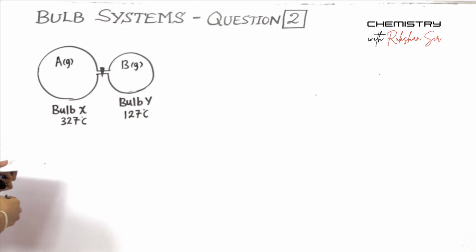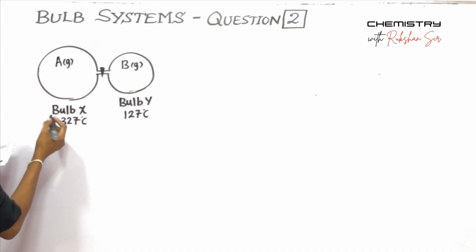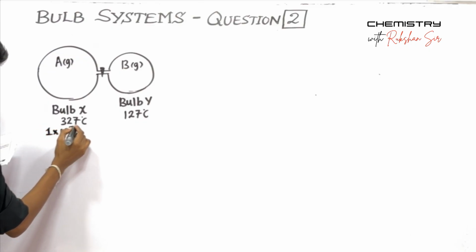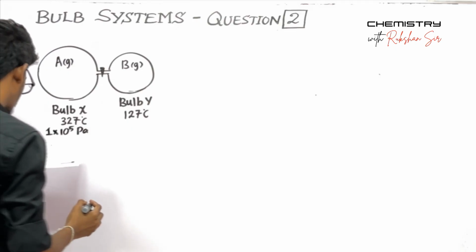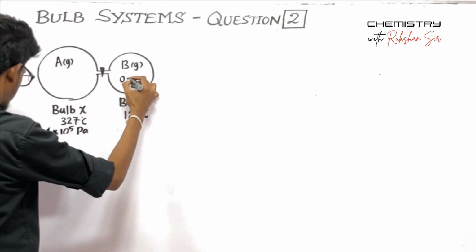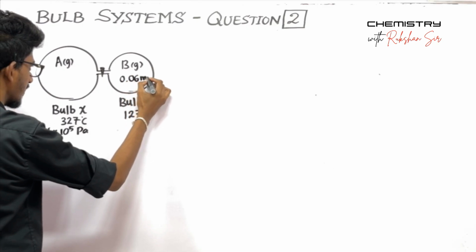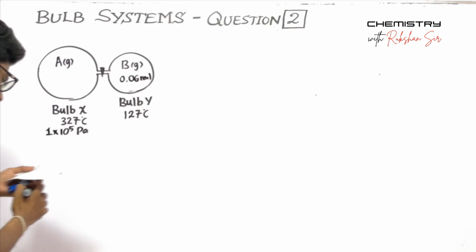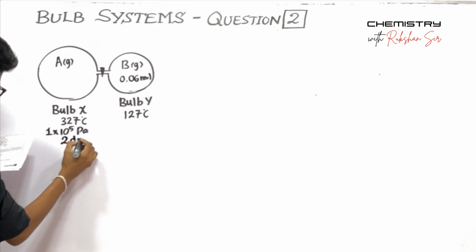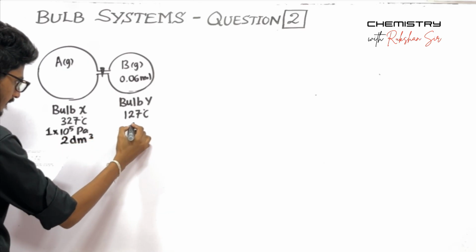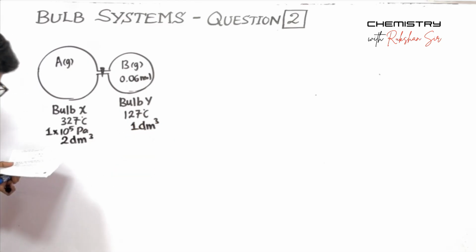When the tap is closed, the pressure inside bulb X was 1 into 10 power 5 pascals. And bulb Y contains 0.06 moles of B gas. The volumes of glass bulbs X and Y are 2 decimeter cubes and 1 decimeter cube. So this one is 2 decimeter cubes and this one is 1 decimeter cube. That's all.